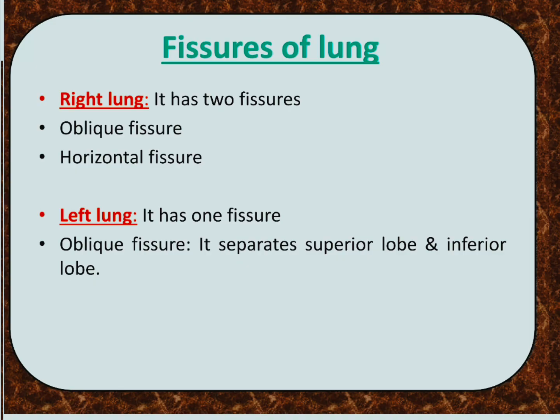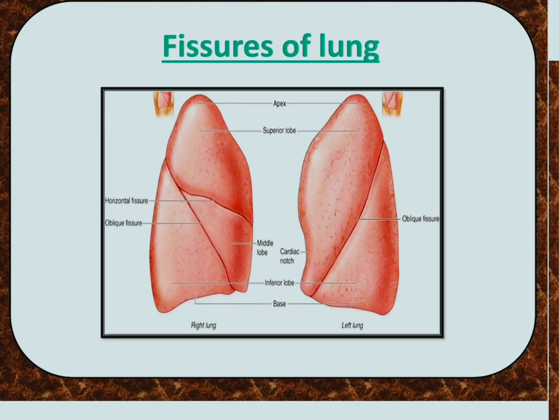So oblique fissure and horizontal fissure. The oblique fissure in the left lung separates the superior lobe and inferior lobe. So this is a fissures diagram of lungs. At the left side there is only one fissure, that is the oblique fissure, and at the right side there are two. One is the horizontal fissure and the other one is the oblique fissure.